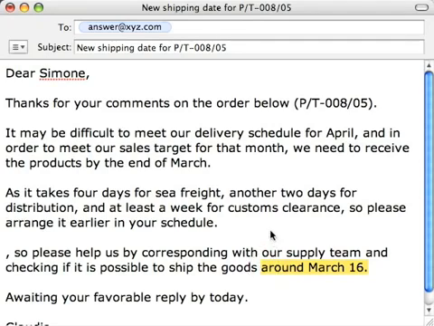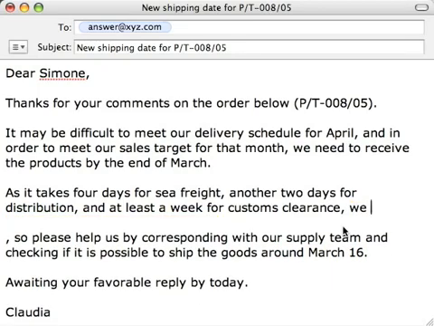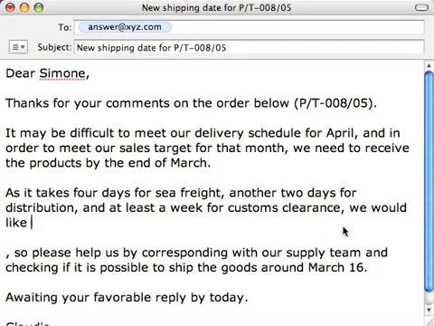We already know from looking at the last paragraph that Claudia wants the goods to be shipped around March 16th. So let's take that information and move it up to the end of the request paragraph so that Simone knows exactly what she needs to do. We can say, "We would like you to ship the goods by March 16th." You can see that even though Claudia has used a polite verb form here, "we would like," she's also being very clear and direct. So when Simone reads this paragraph, she'll know exactly what Claudia wants from her.